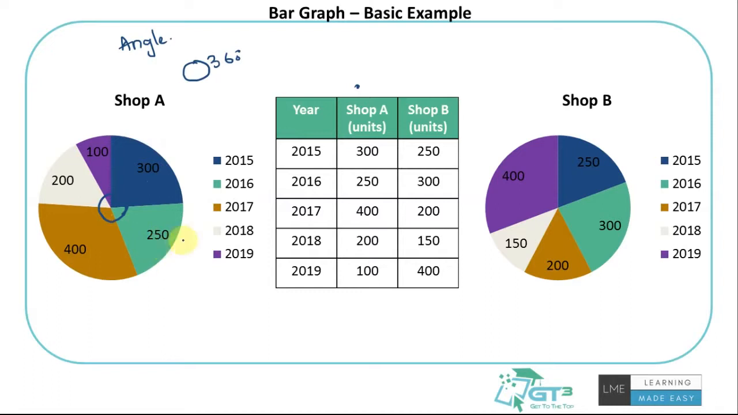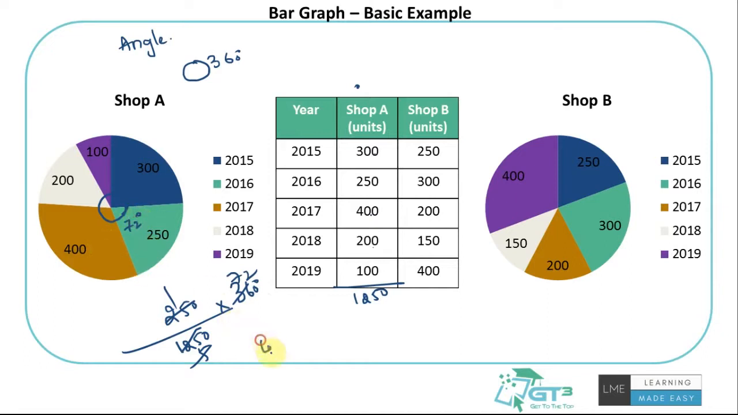For example, let's talk about this 250. How would I know its share in this 360 degrees? It will be 250 by the sum of all the values, that is all of these values. For shop A, the total is 300 plus 200, 550, 950, 1150, 1250. So 250 by 1250 is the share of this 360 degrees. That's 1 by 5 of 360, which is 72. So this angle will be 72 degrees.